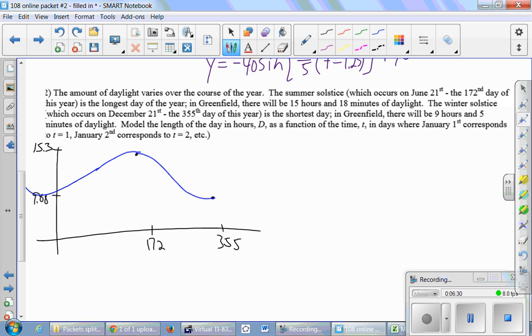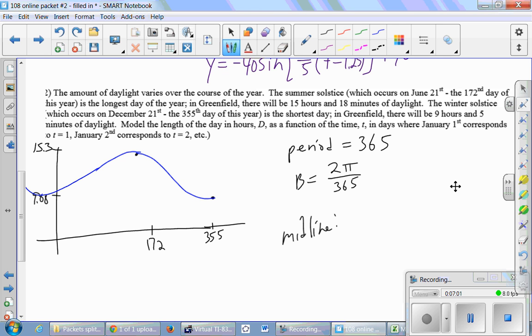So let's go ahead and I'll move this over just a little bit. So there's your 355. So we'll start writing down the pieces here. We know that that period is a full year, and this is in days, so 365 days, which means that the b is 2 pi over that number. Okay, next thing is the midline.